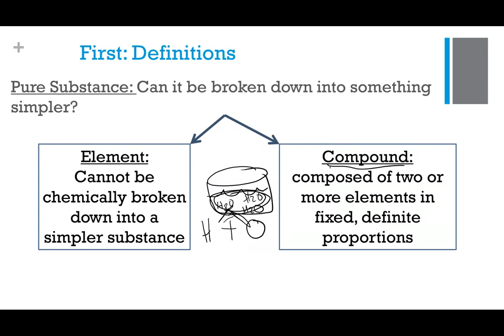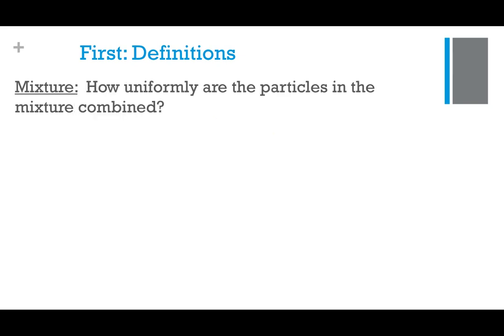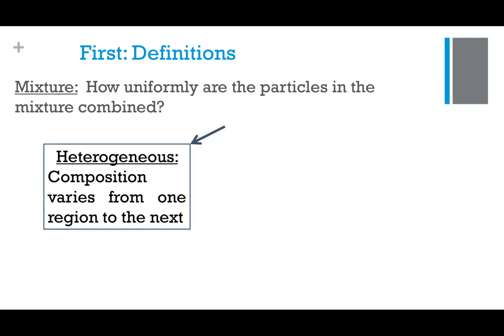Now we're going to go over to the other side. We're going to talk about mixtures. So mixtures, remember, are 2 or more particles present. When we look at a mixture, we're going to look at how uniform those particles are combined. So when I look at that mixture, can I tell where one thing starts and stops, or does it look the same from top to bottom? If it does not look the same, so is not uniform, that's a heterogeneous mixture.